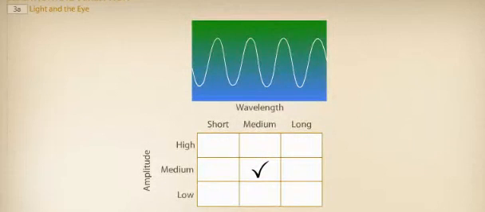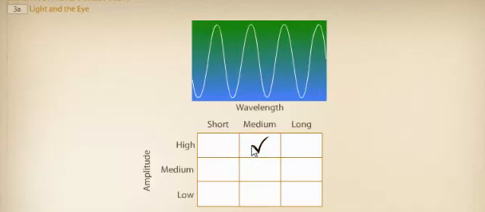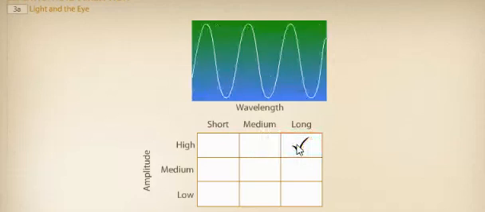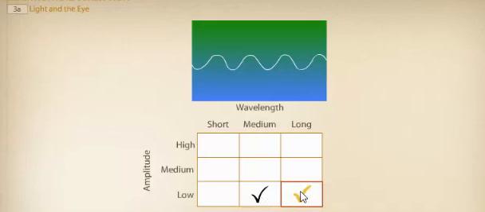The wave is of a medium amplitude and wavelength here, but if we click on this, it can show us how changes in the amplitude and changes in the wavelength would be affected. So this would be a high amplitude, short wavelength, medium amplitude, medium wavelength, and low amplitude, long wavelength. If we go here, we have a low amplitude, short wavelength, medium amplitude, medium wavelength, and low amplitude, long wavelength.